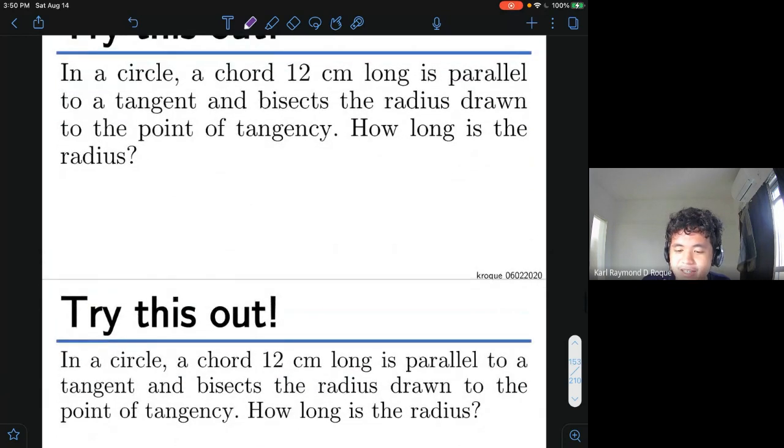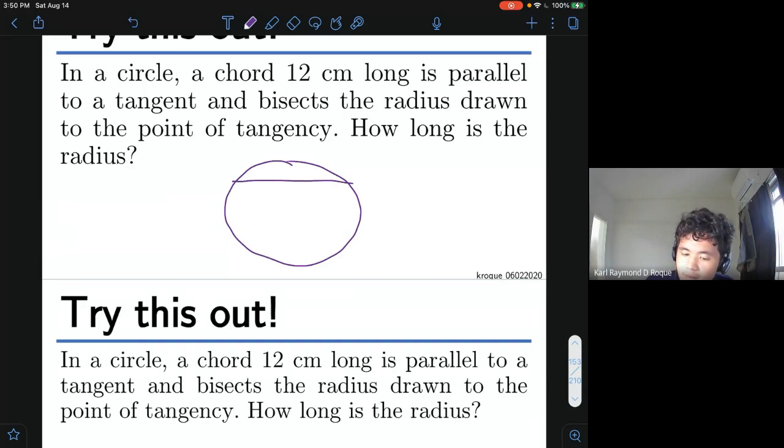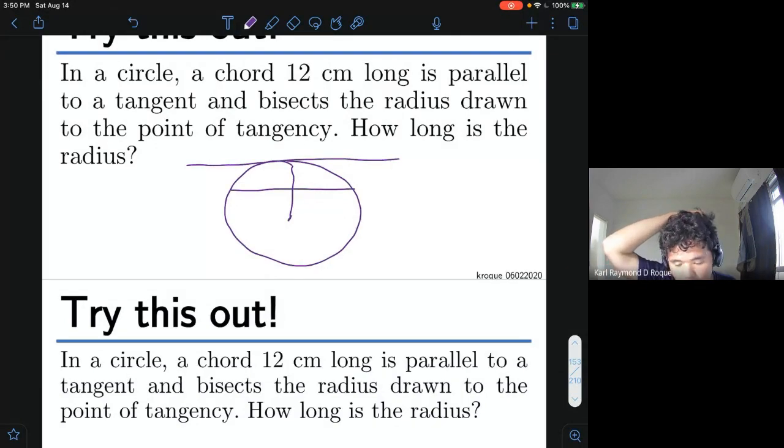In a circle, a chord is 12 centimeters long, is parallel to a tangent and bisects the radius drawn to the point of tangency. How long is the radius? Chord is 12 cm long, parallel to a tangent, bisects the radius drawn to the point of tangency. So ito raw. How long is the radius? Let's go.